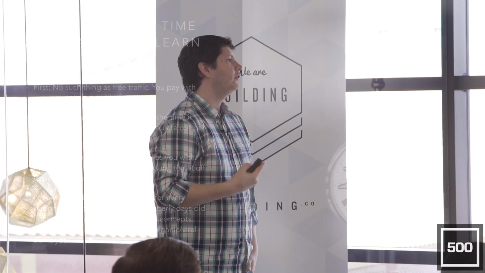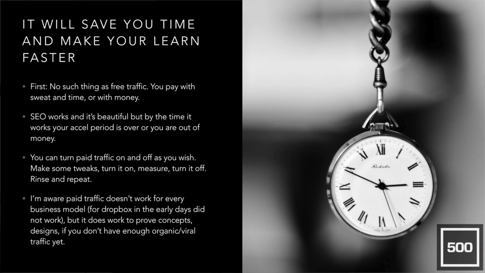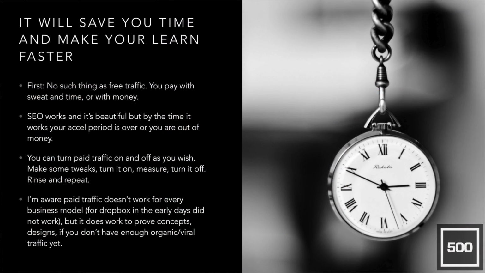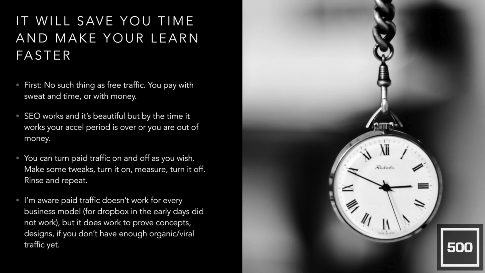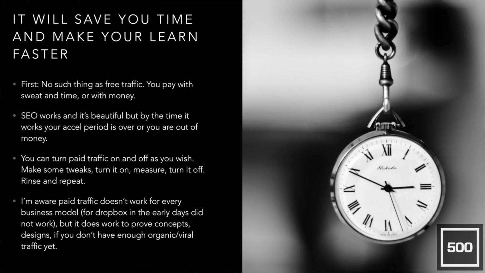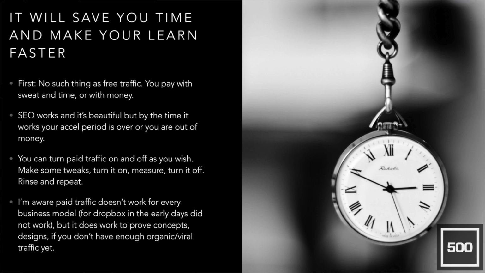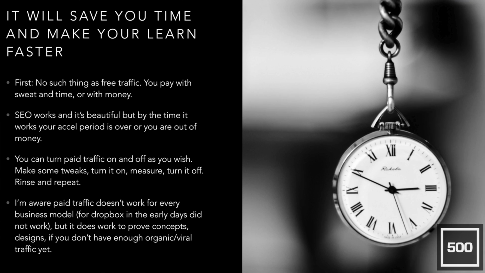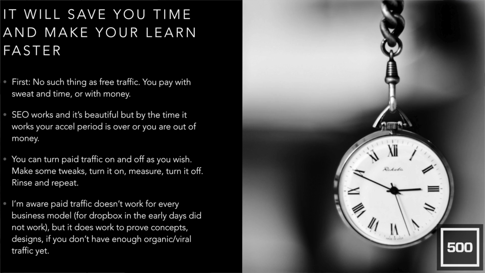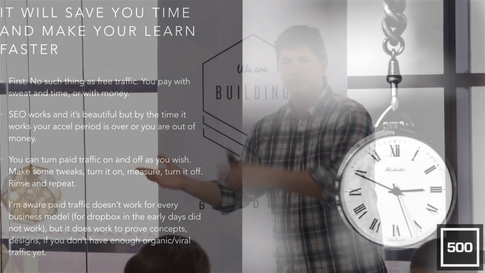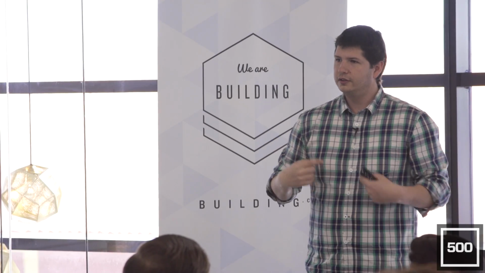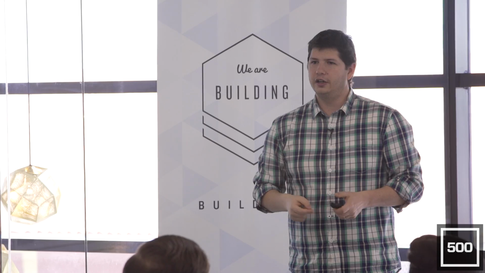And I'm aware paid traffic doesn't work for every business model. For Dropbox in the early days, for example, it didn't. But it does work to prove concepts. So if you have a landing page, then it's a lot better to drive some traffic. If you have a viral loop that you want to test, then just spend $1,000, get the metrics, and see if that works. You can accelerate your learning a lot faster.